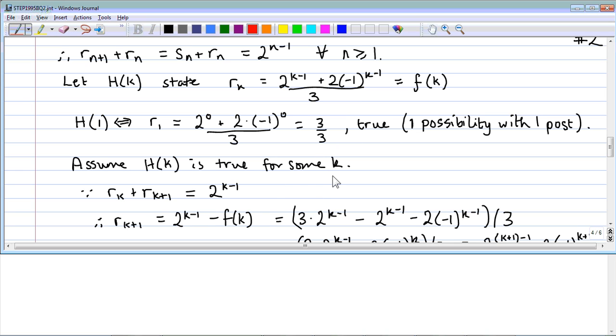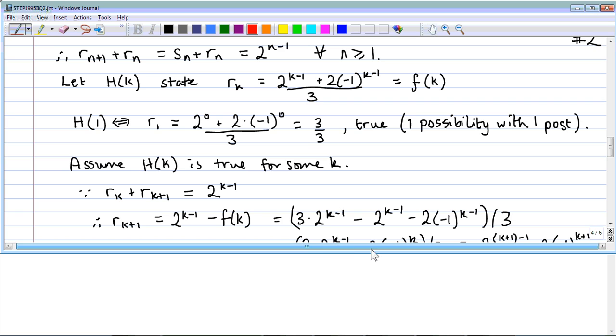So now I need to do some algebra. 2 to the k minus 1 minus f(k) equals 3 here. So I'm just using a dot to show you where I am. 3 times. All right. So I'm multiplying this 3 into this term here, so that I can divide everything by 3. So I get 3 times 2 to the k minus 1. So this is going here.